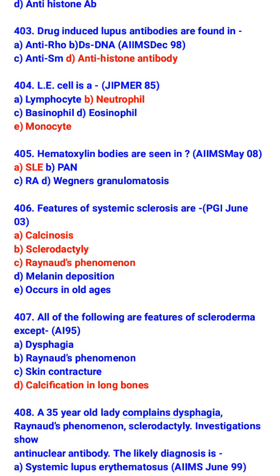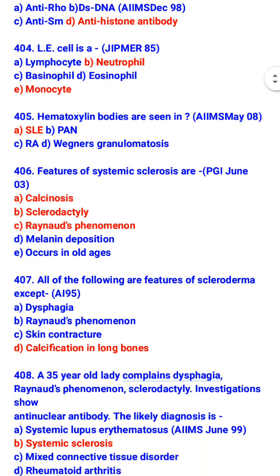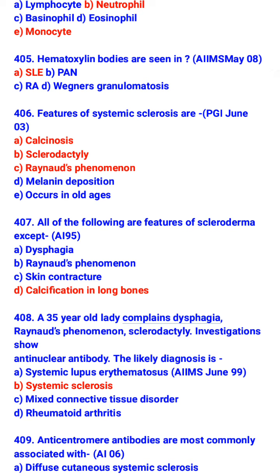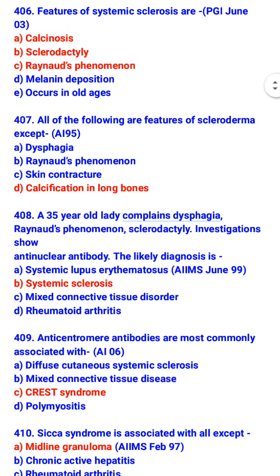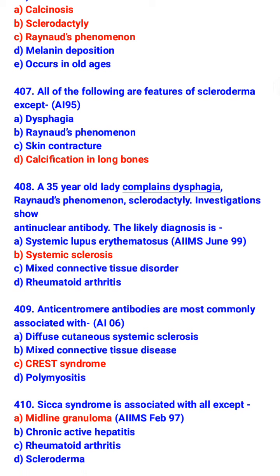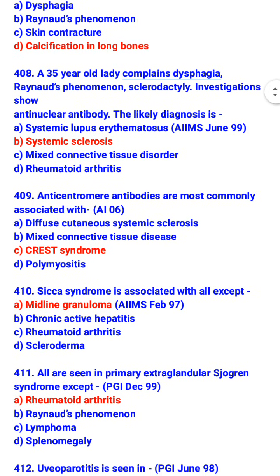Features of systemic sclerosis are calcinosis, sclerodactyly, and Raynaud phenomenon. All of the following are features of scleroderma except calcification in long bone. So what are the features of scleroderma? Dysphagia, Raynaud phenomenon, and skin contracture. A 35-year-old lady complains of dysphagia, Raynaud phenomenon, and sclerodactyly. Investigation shows antinuclear antibody. The likely diagnosis is systemic sclerosis. Anticentromere antibodies are most commonly associated with CREST syndrome.